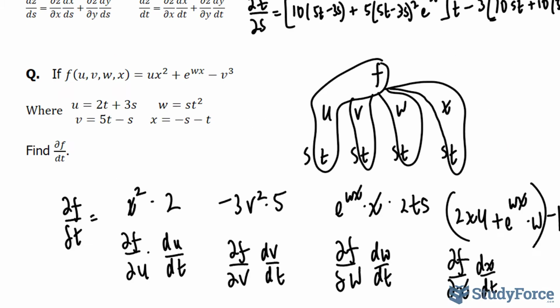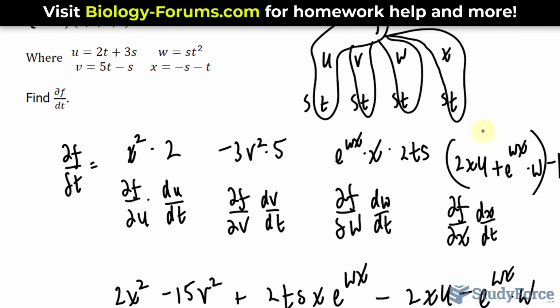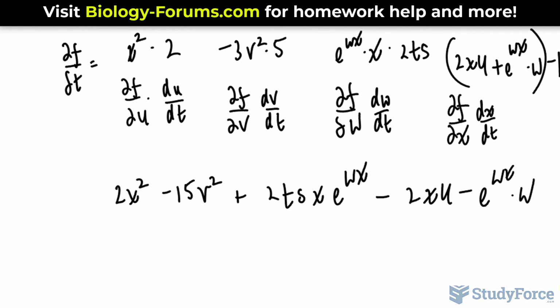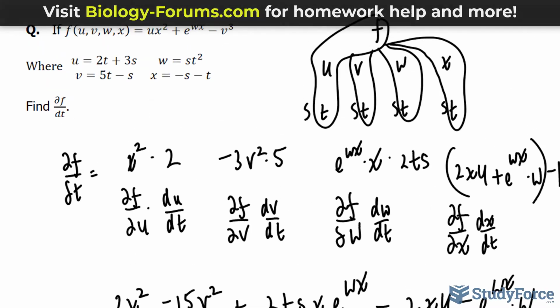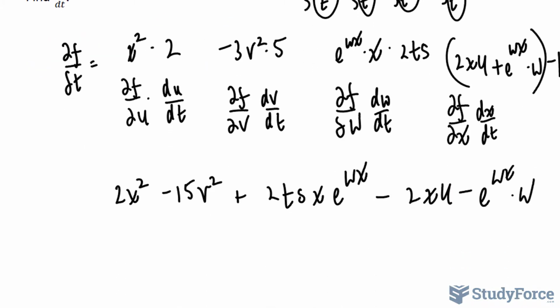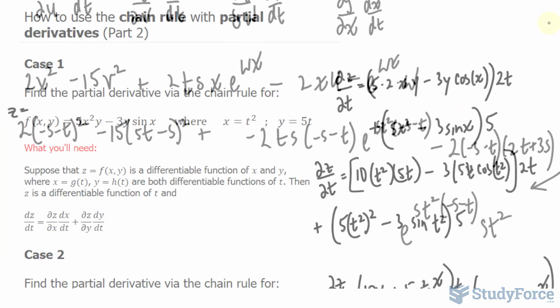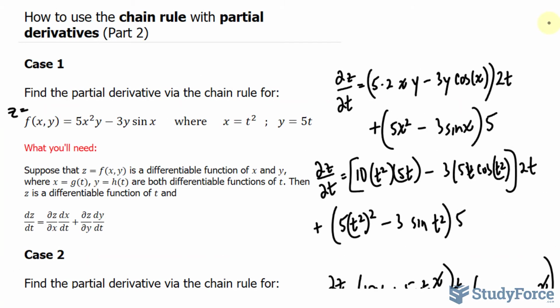Of course, you now have to replace all of those letters with what they're actually equal to. So where you see an x, you will replace it with negative s minus t. And if you do this correctly, you should end up with the following expression. So what you see on your screen is the partial derivative of f with respect to t. And there you have it. That is how to use the chain rule with partial derivatives.